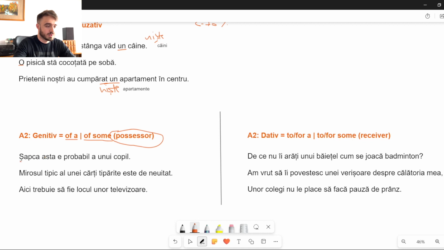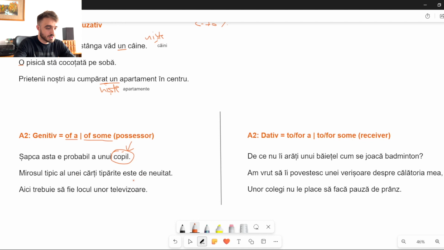So if we talk about șapca asta e probabil a unui copil. So the possessor of the cap is probably the kid. So that's why a unui copil. We will talk about this in a future video of this season. And a unui copil, of a kid. So the possessor is the kid.